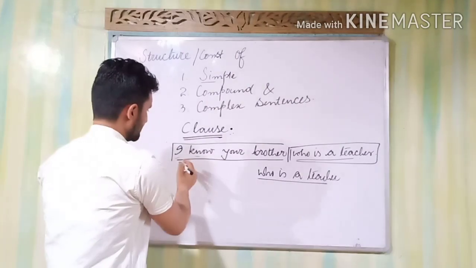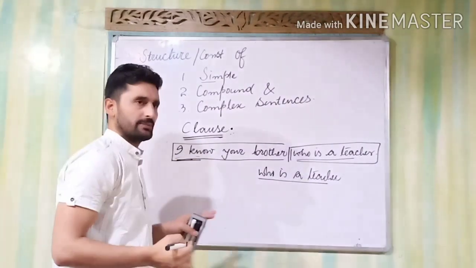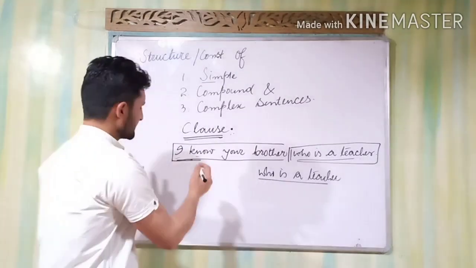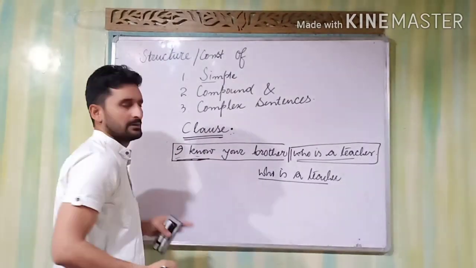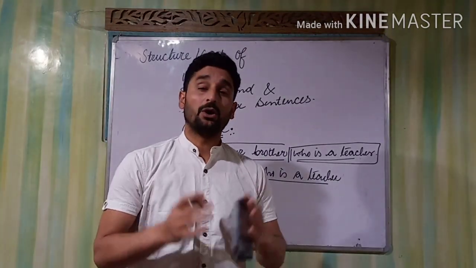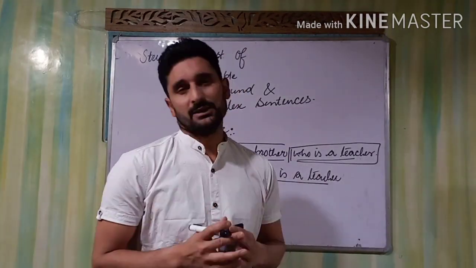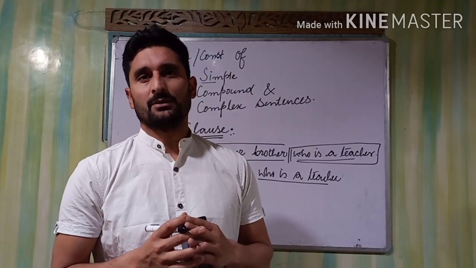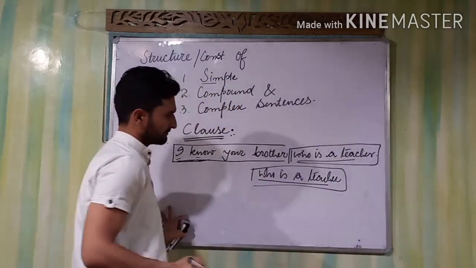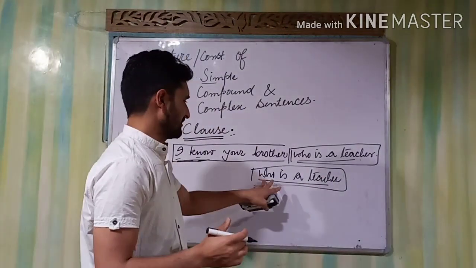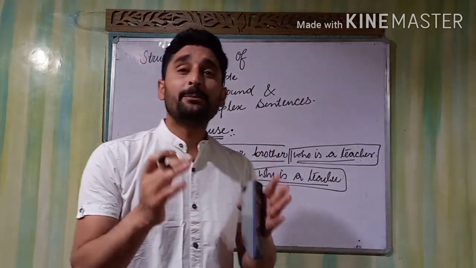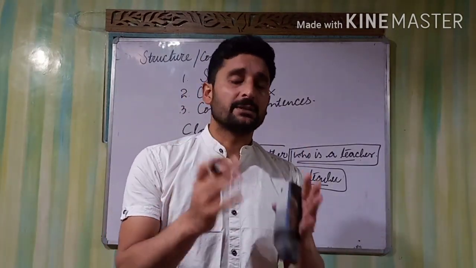But in this case, I know your brother, there's a complete meaning. So this clause is called a principal clause or a main clause. All right? While this, who is a teacher, needs some support. This is called a dependent or a subordinate clause.